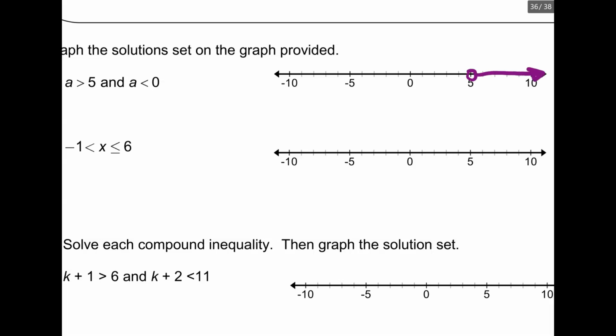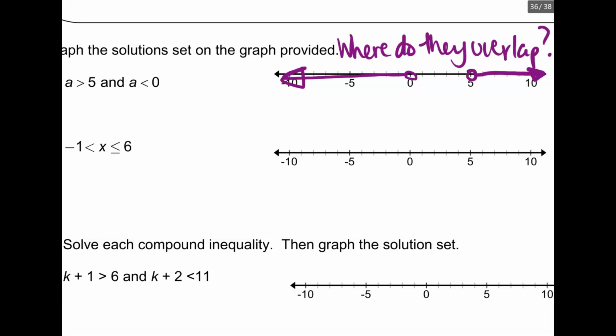And A is less than 0, so I put an open circle here and put my arrow that way. They both have to be true, so we're looking at where they overlap. Where do they overlap? They don't. So what's the solution? Exactly. No solution.